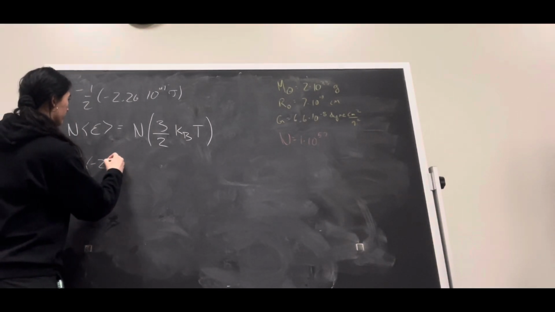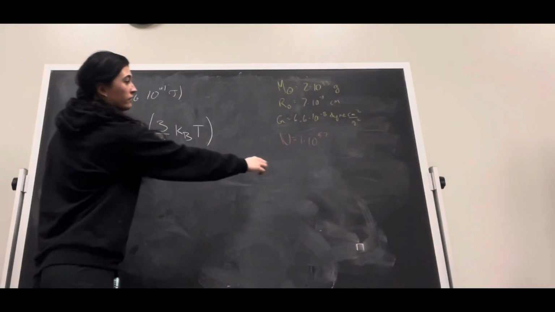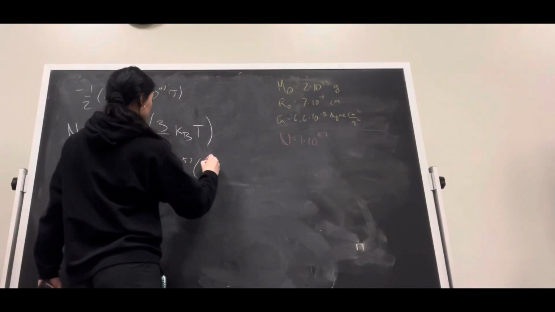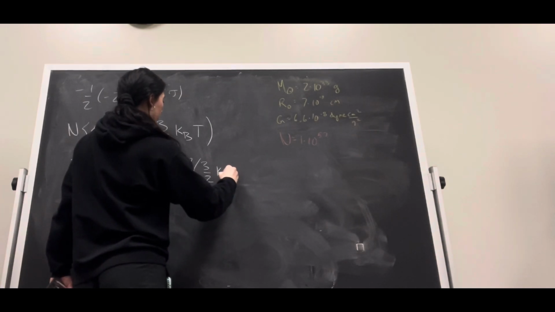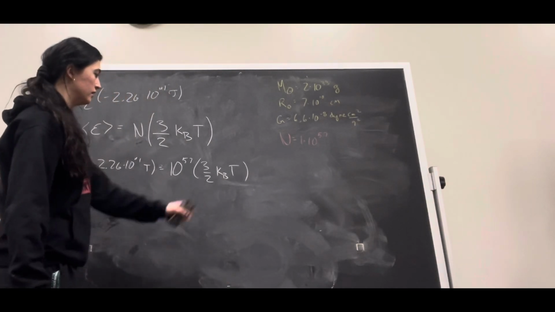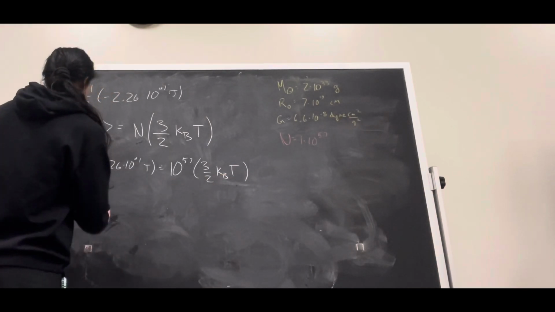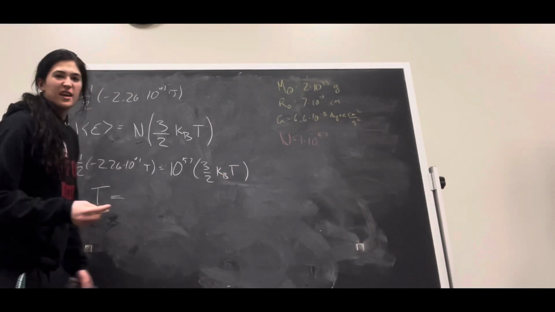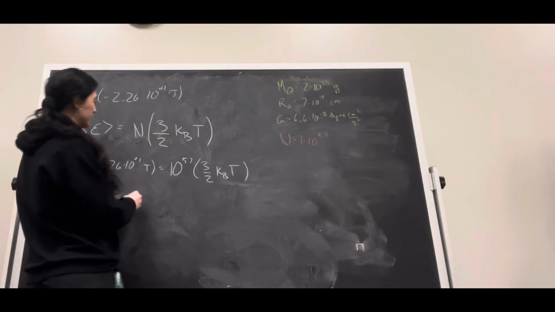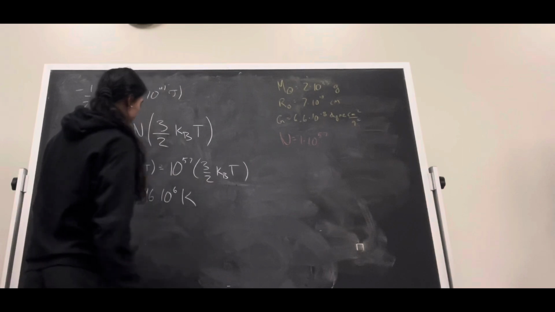Negative 1/2 or 2.26 times 10 to the 41 joules. And we have our N, our number of particles, given as 10 to the 57. So 10 to the 57 times 3/2 kBT. We can plug in 1.38 times 10 to the negative 23 with units for kB, and we can solve for T. I'm not going to do all that. I'm just going to give you what T is. This comes out to be about 5.46 times 10 to the 6th Kelvin.